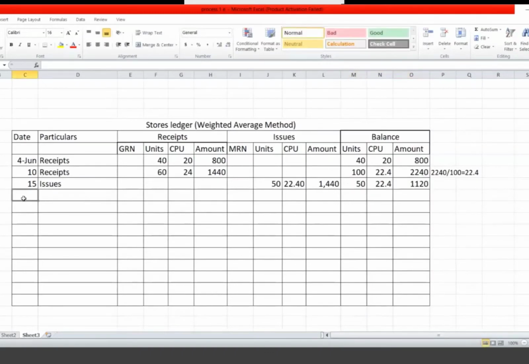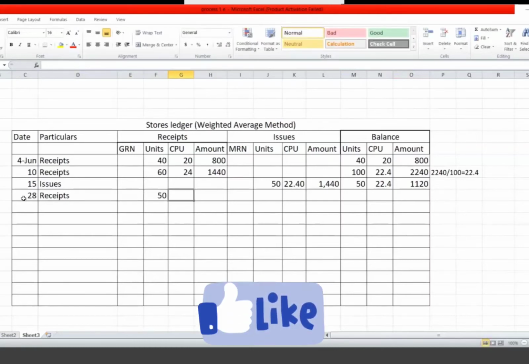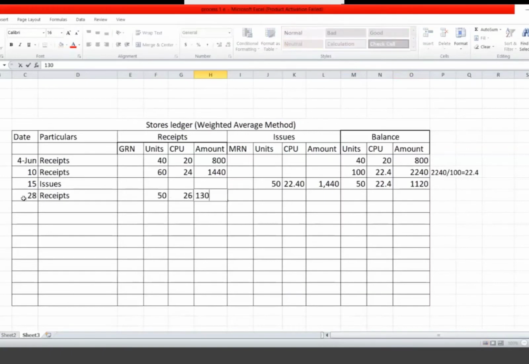Now what is the next transaction after 15th? It is on 28th. What is it? Receipts. How many units? 50 units and the price is 26. 50 into 26, 1300. Now how much balance do you have? 50 plus 50, 100 units. 1120 plus 1300, then it will be 2420, I guess. Isn't it? Now what is the cost per unit? 2420 divided by 100 units. Then you will get 24.2. Now here I am writing cost per unit 24.2.